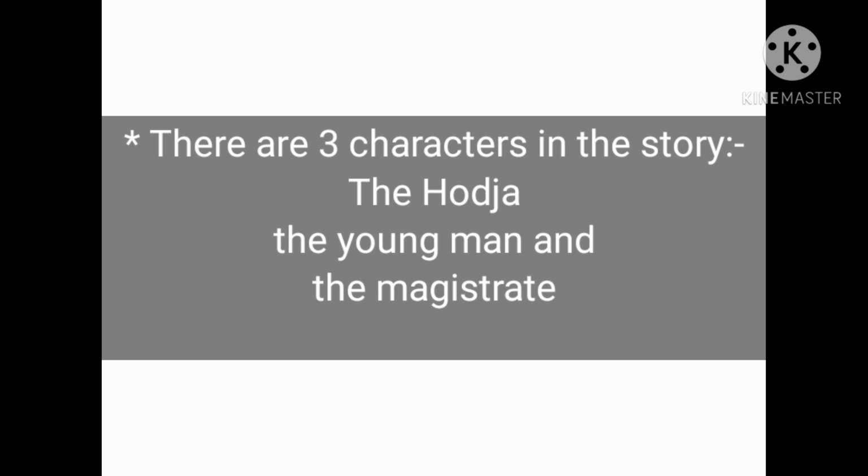So there are 3 characters in the story. The Hoja. Hoja means teacher or scholar. Okay, someone who is well respected in the society. The second one is the young man and the third one is the magistrate or the judge.